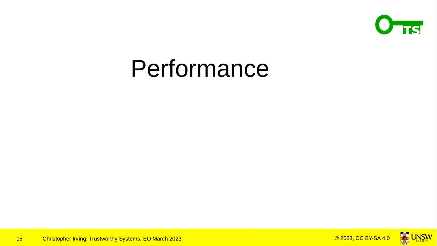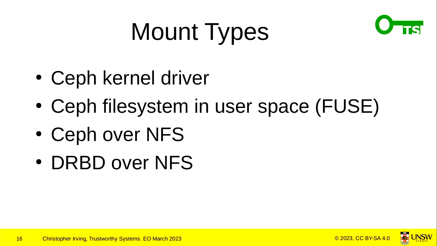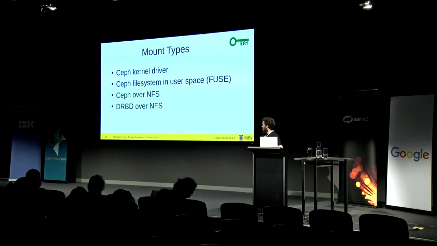So far I've been talking about qualitative things. How do these tools feel? What sort of options do I have on them? Let's get some numbers involved. How do they perform? I mentioned there are three different ways you can mount a Ceph file system over the network. There is a kernel driver you can use for mounting Ceph file systems. You can mount them in user space with Fuse. And you can export a Ceph file system over NFS, similar to what we were doing with DRBD, although it's all handled inside Ceph. So when we include DRBD, that's four different ways we can mount a file system to run tests on.